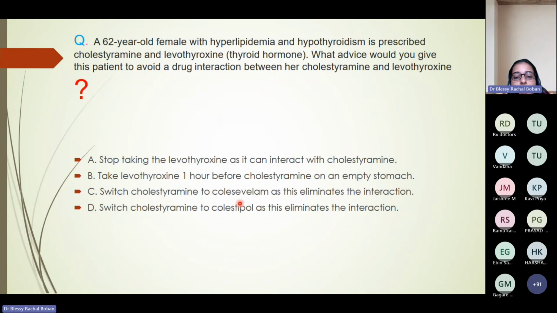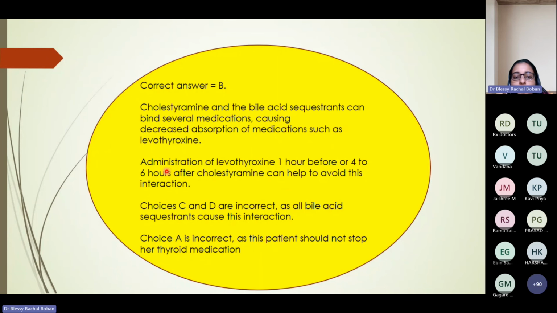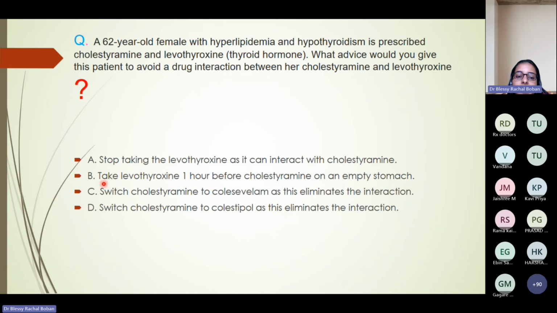It will not eliminate the reaction. So you have to go with option B. So you can see here, cholestyramine, bile acid sequestrants, can bind with several medications, so levothyroxine absorption may decrease. So the best option you can choose is administering levothyroxine 1 hour before or 4 to 6 hours after cholestyramine, just keeping a gap. And team, for case scenario questions, don't expect the same answer.